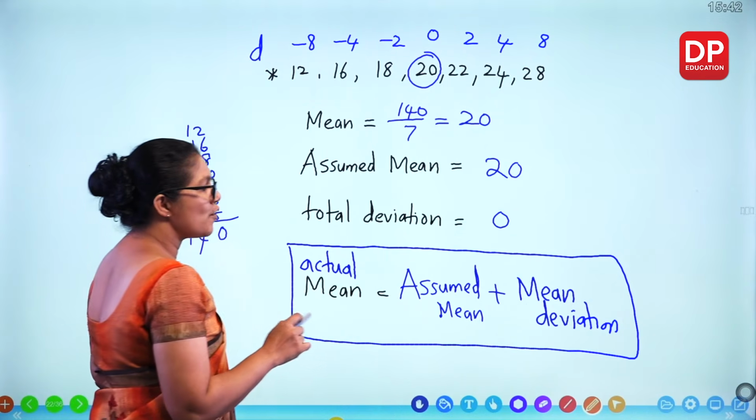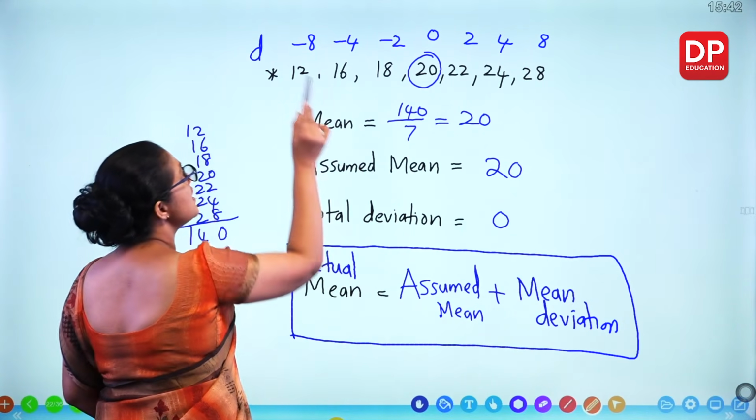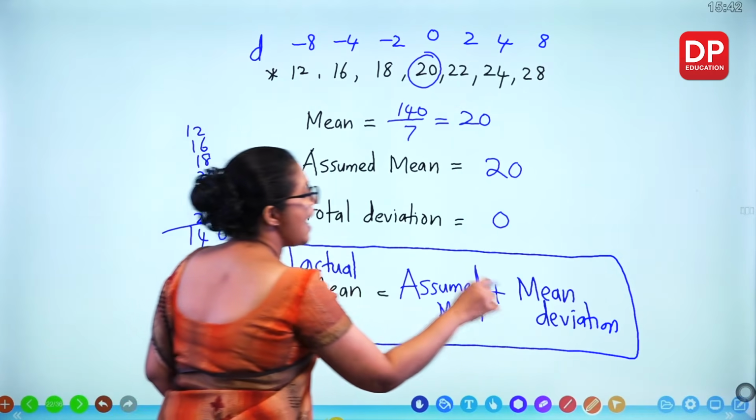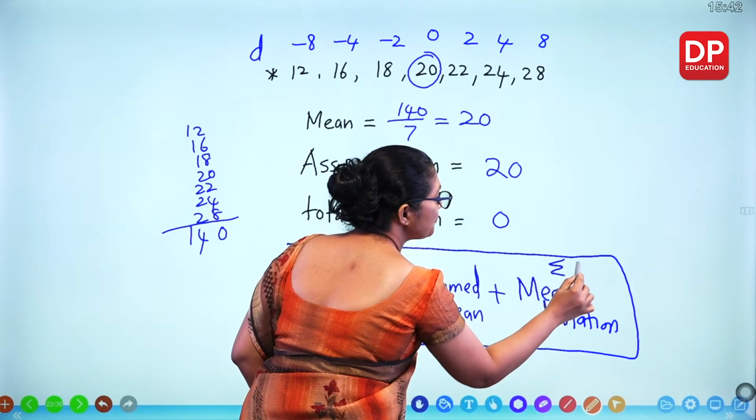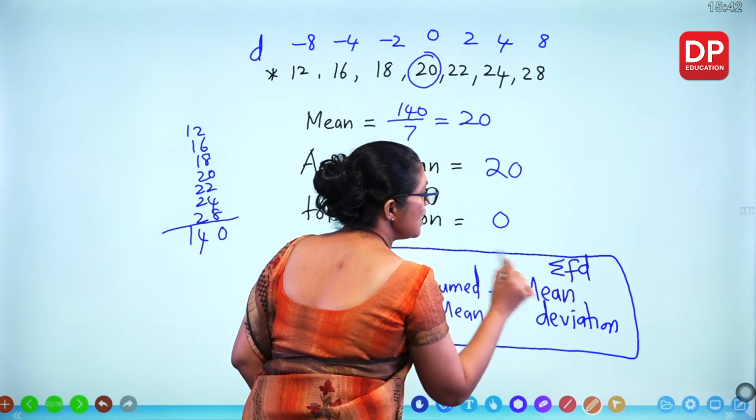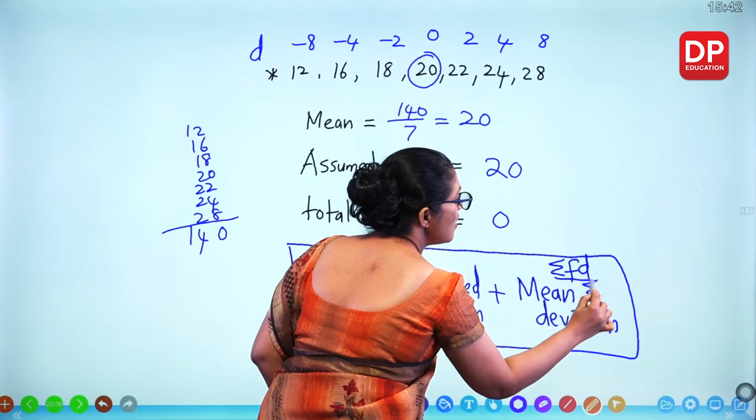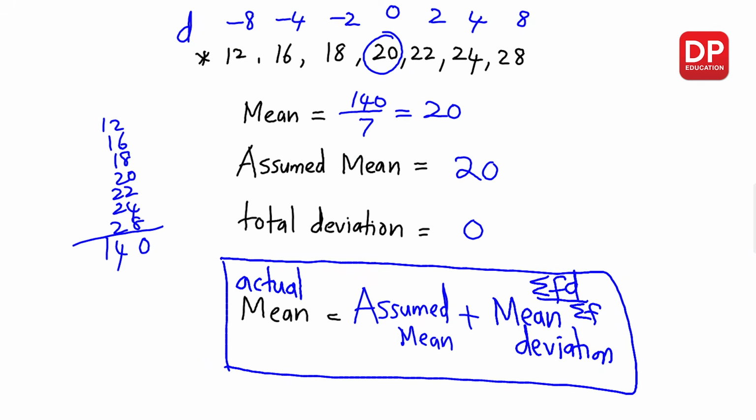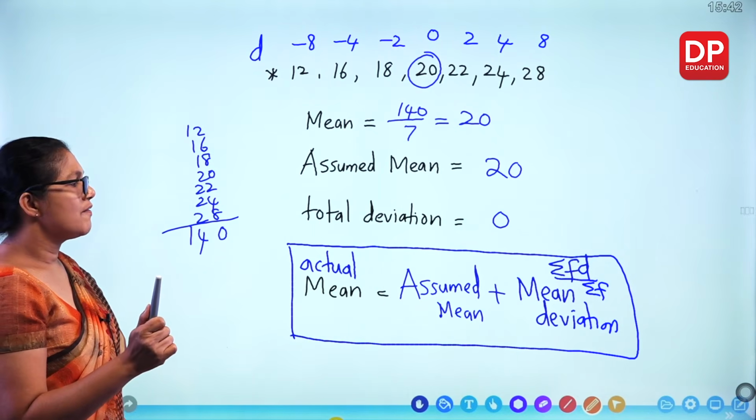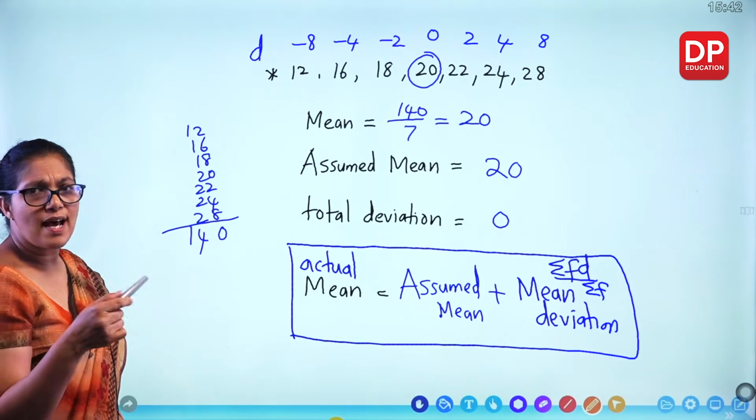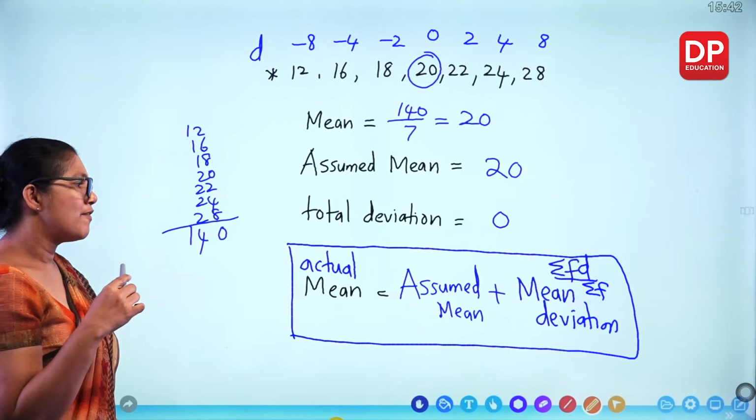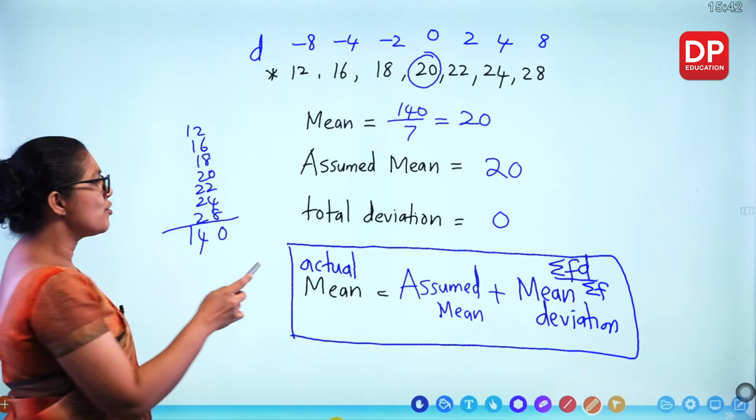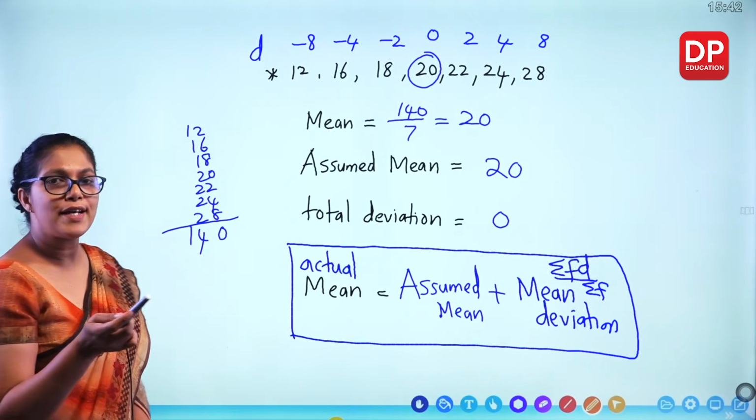So how do we find the mean deviation? You have to create a value called D and take sigma FD over sigma f. That's the mean deviation. FD means frequency times D value. Then the calculations are easier than before. Now we'll try to use this formula to find the mean.